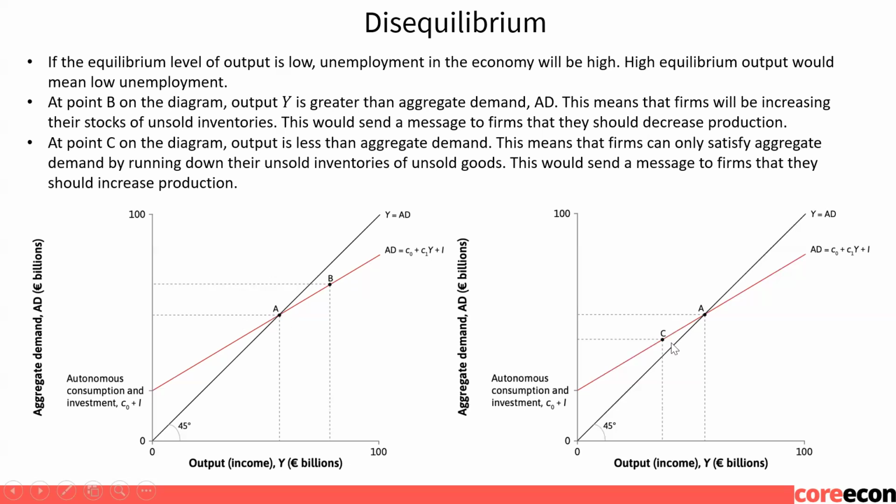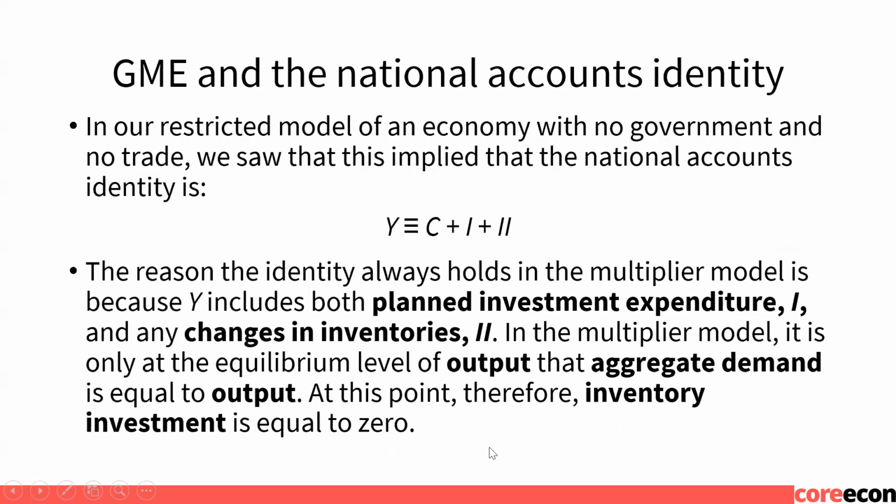On the contrary, we could be at this point C, where we have more demand. So here output is less than the demand. So we have more demand than what is produced, as you can see here. And that will mean that firms are going to eat up their inventories, which is going to signal them they should actually produce more. And to do so, they need to employ more people and push it all the way up to point A back again. So this is the intersection of aggregate demand and the income 45-degree line.